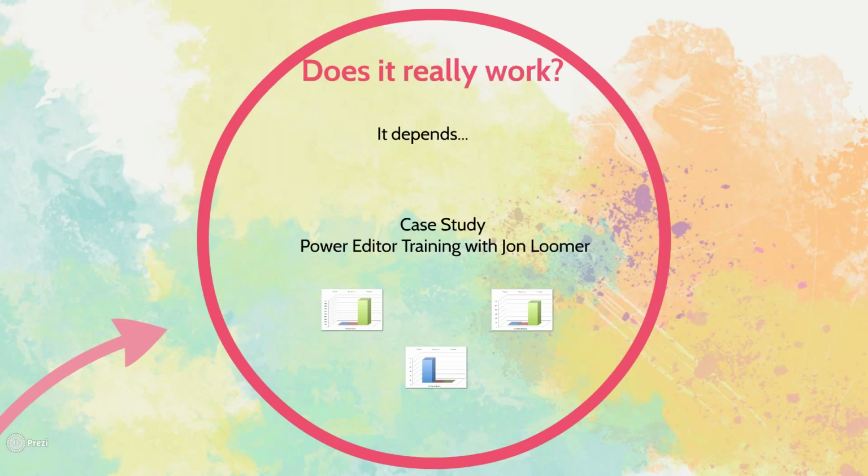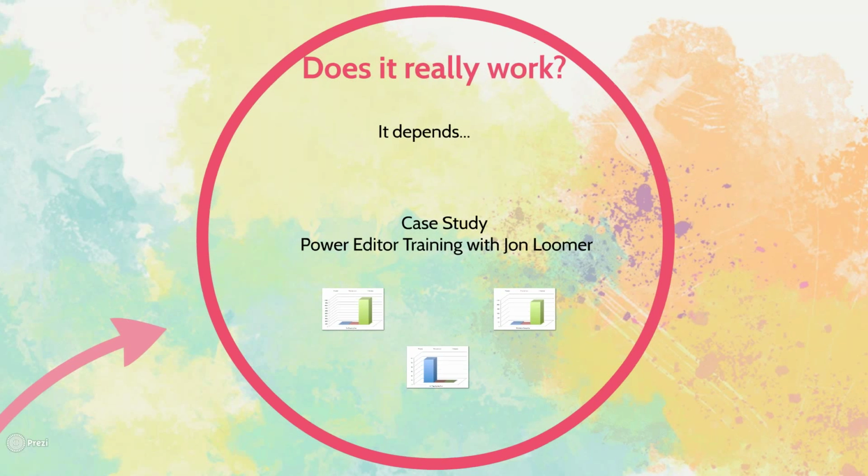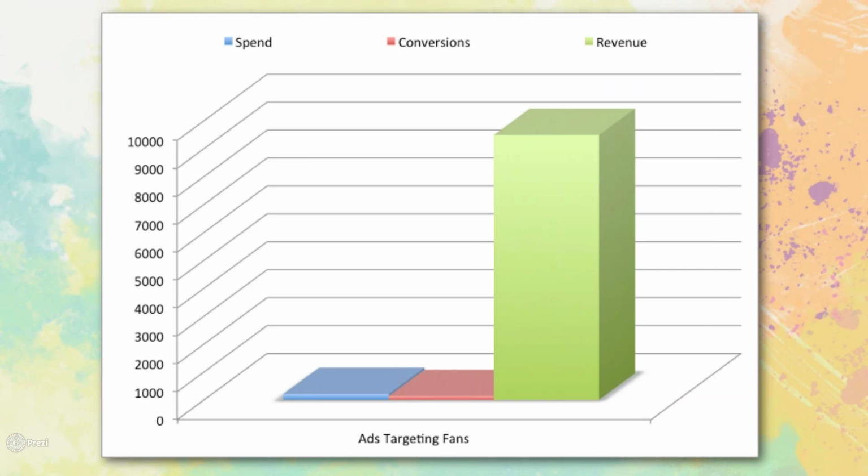But anyway, John invited people to his training from Power Editor. This was obviously an experiment. So here he targeted his ads to the fans. The purpose of this ad was to sign up for a training. So there was this type of ad I told you about, where you can gather leads, right?